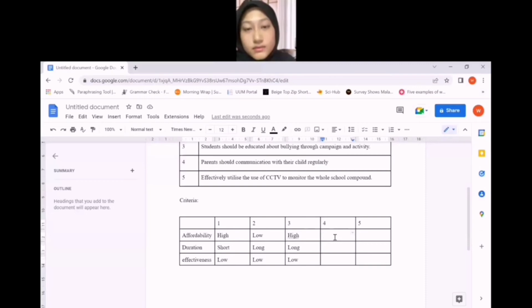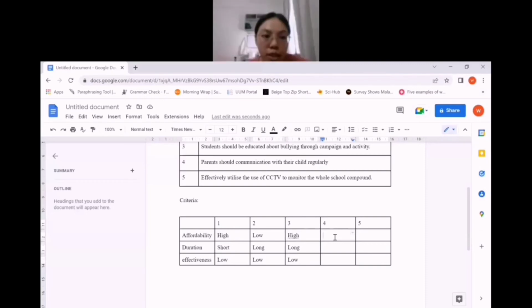Okay, let's go through the fourth solution. For my solution, I think the affordability is low. This is because the parents just need to teach or advise their children regarding school bullying. For example, parents can have an open-ended conversation with their child, where parents can learn what is really going on at school, so that parents can take the appropriate step to rectify the situation. Most importantly, let the child know that parents will always be there to help him or her and that they should try not to fight back.